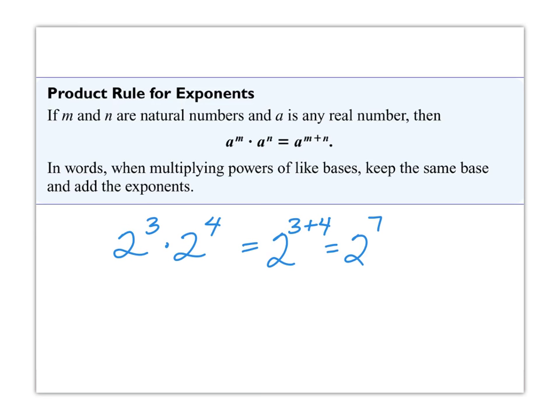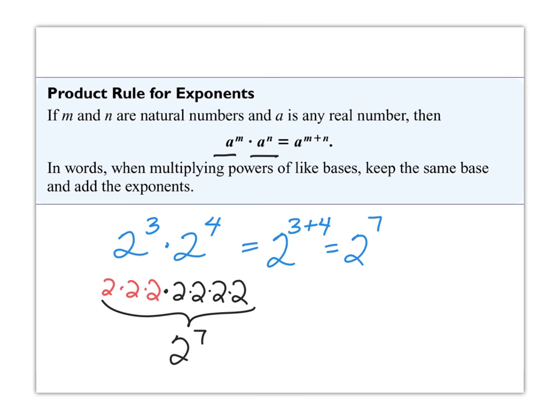A way to write 2 to the third is 2 times 2 times 2, and a way to write 2 to the fourth is 2 times 2 times 2 times 2. So if you count all those together, you'll see that you have 3 2's followed by 4 2's all multiplied together, so that is equal to 2 to the 7th power. So our shortcut here is if you're multiplying and the bases are the same, then you add the exponents together.